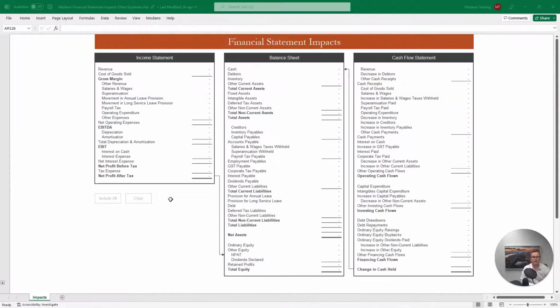When looking at the financial statement impacts of other expenses within a three-way financial model, other expenses hits our income statement and cash flow statement. Other expenses are included within our net operating expenses section of the income statement, decreasing our net profit after tax and therefore decreasing the total equity on the balance sheet. Other expenses are also included within our other cash payments within the operating section of the cash flow statement. This change in cash held decreases our cash at bank, lowering our total assets and therefore balancing our balance sheet.